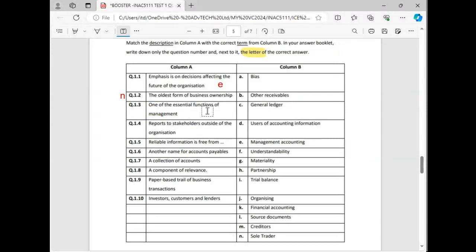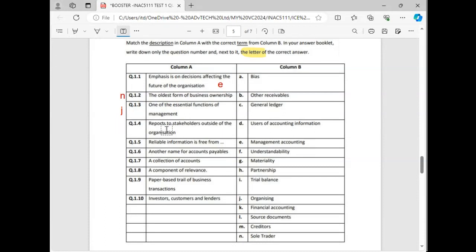One of the essential functions. Which one here? Perfect. Remember J. Perfect. I did put the marks already, so I'll give copies today in class.